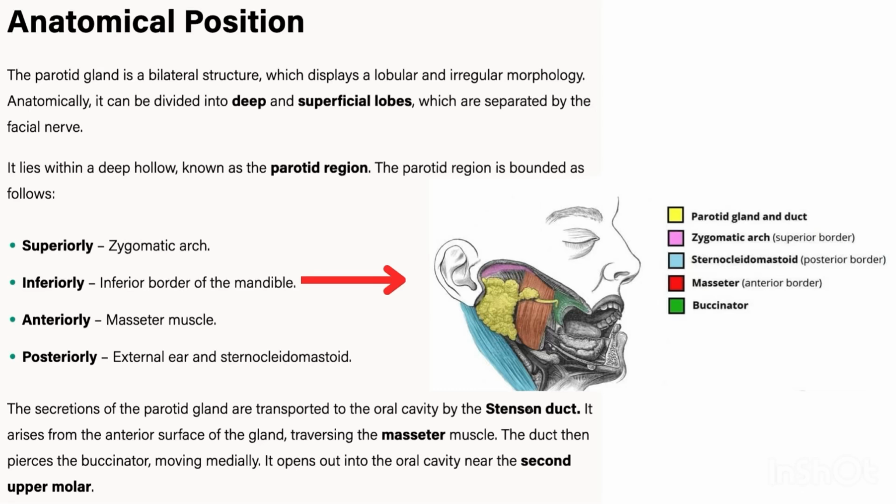Now, the secretion of the parotid gland is via Stenson's duct, that is the parotid duct. Now, this duct pierces the cheek and buccinator muscle and empties its secretion next to the maxillary second molar. This is important, that the maxillary second molar is the place where the parotid duct opening is present.